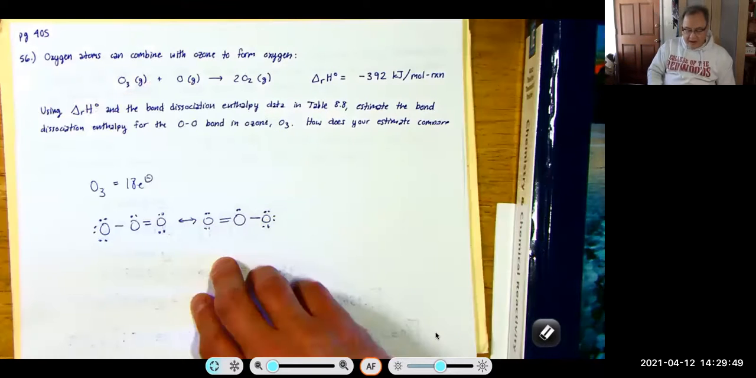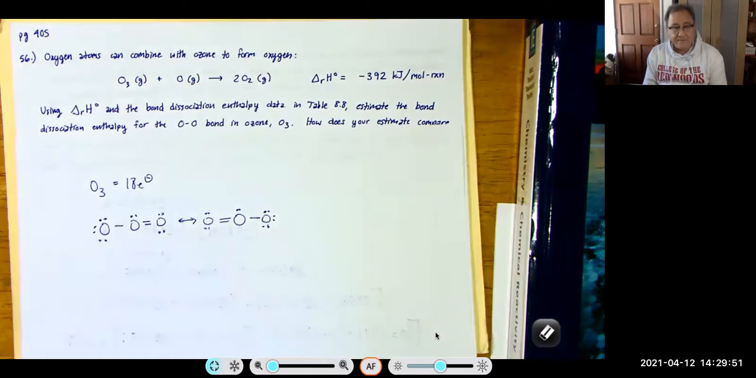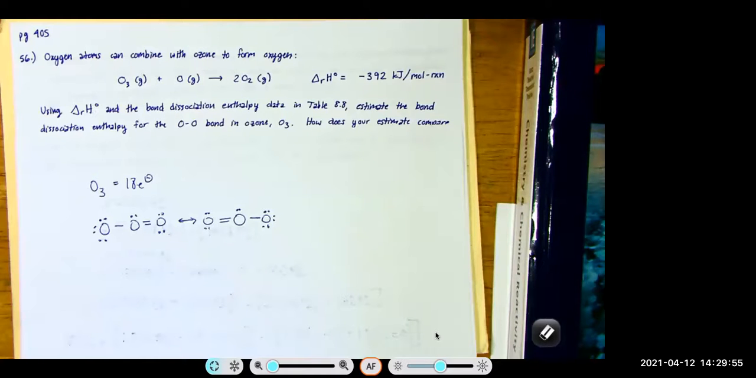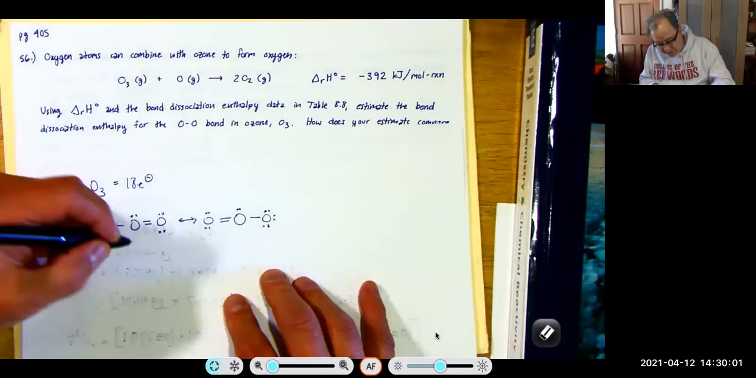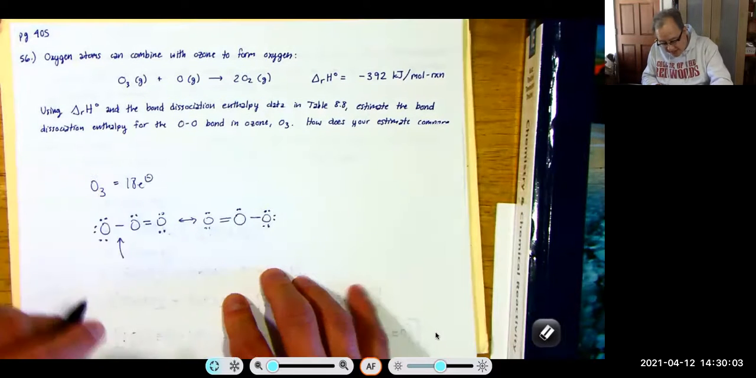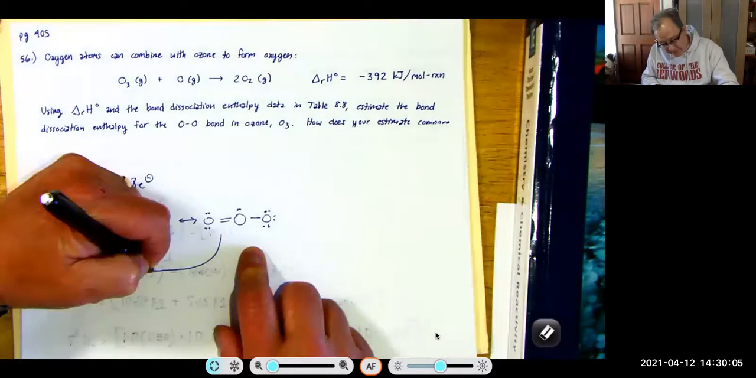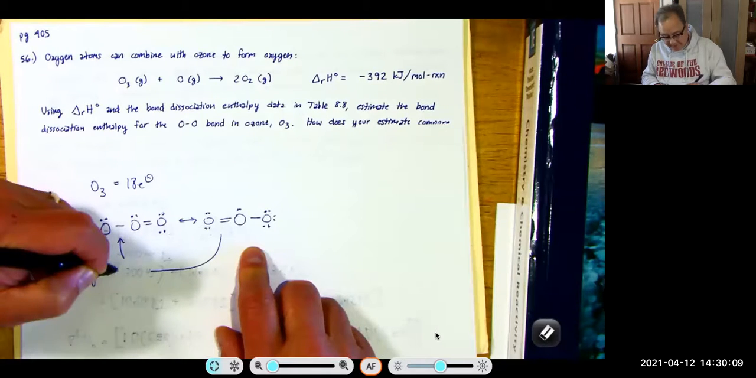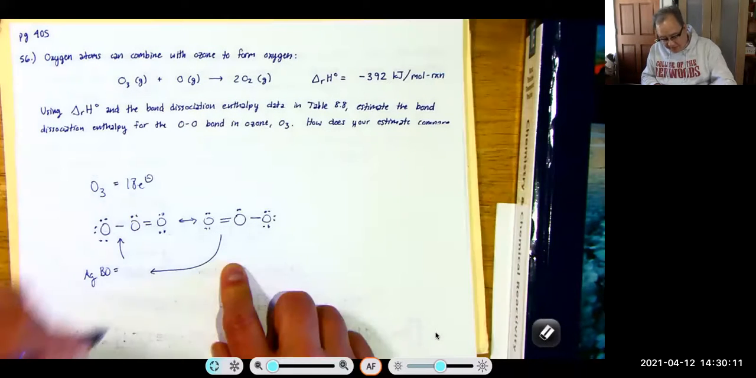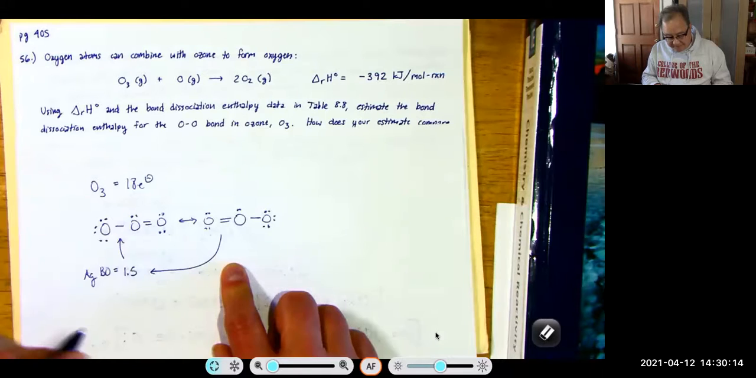So this is what we have, right? For ozone, those are the two different resonance structures. And so what is the bond order here for one of these oxygen bonds when we average it? Average bond order is 1.5, right? And here it's a 1.5 also.